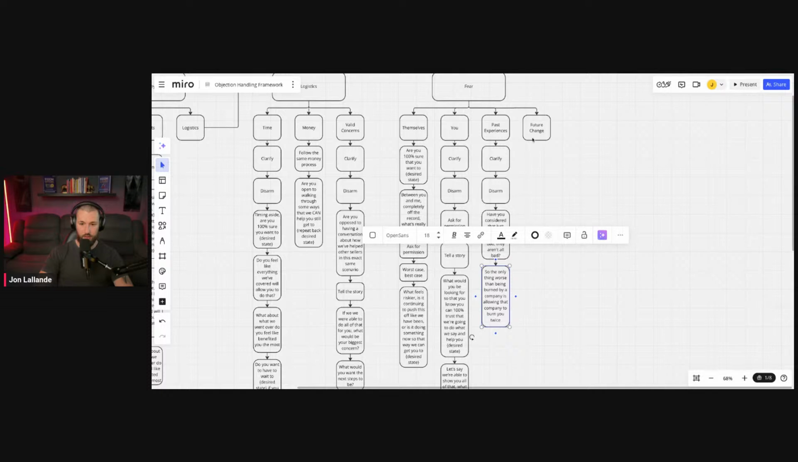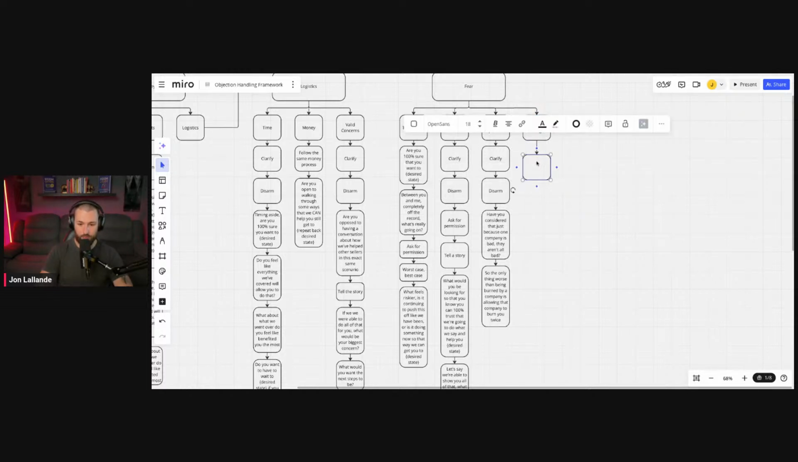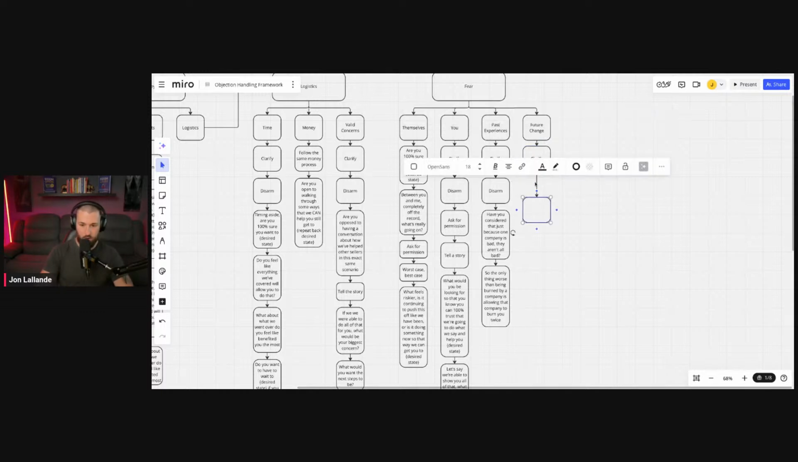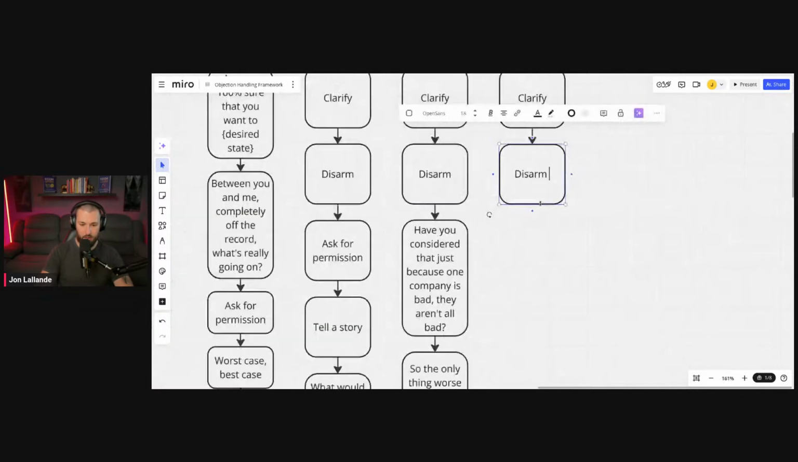Now, once we've covered that one, we've got the final objection, which is future change. And I saved this one for last because this one is so common, right? I'm going to go deep on this one. So what do you think we're going to do first? We're going to clarify. We're going to disarm. Boom, we're going to disarm them right there.